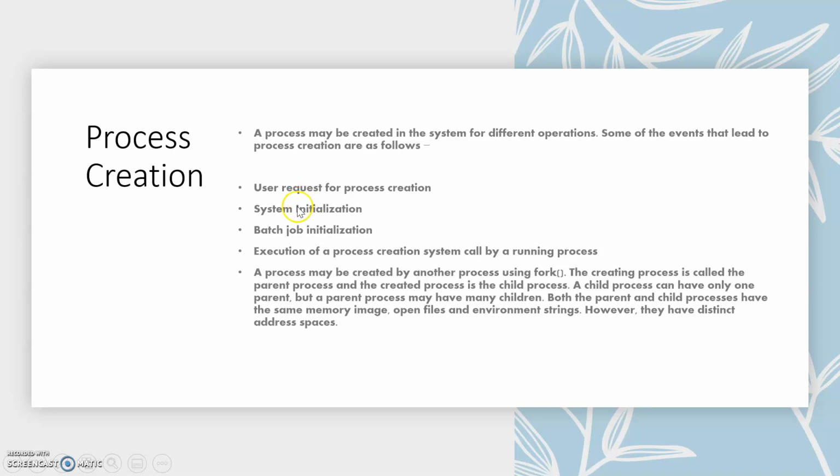Next one, system initialization. Third one, batch job initialization. Then execution of a process creation system call by a running process. The system call which is used for creating a process is called fork. Okay, fork is a function which is used for creating a process, that is, when a process is creating another process.